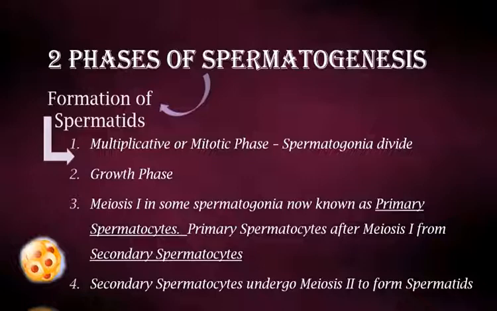So, spermatogonia undergo mitotic division. Some of these spermatogonia, now known as primary spermatocytes, will undergo meiosis 1 to form secondary spermatocytes, and then secondary spermatocytes will undergo meiosis 2 to form spermatids. Spermatids are non-motile.